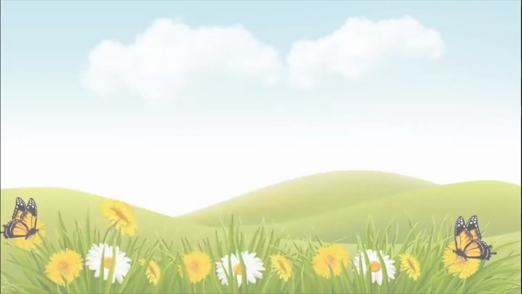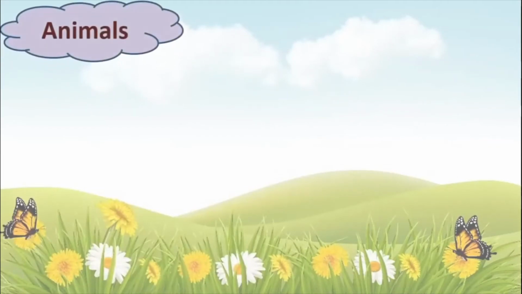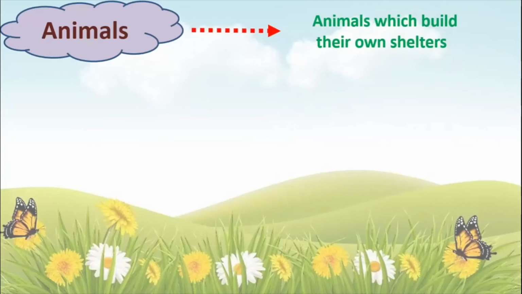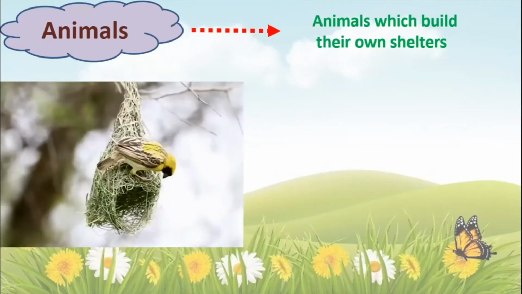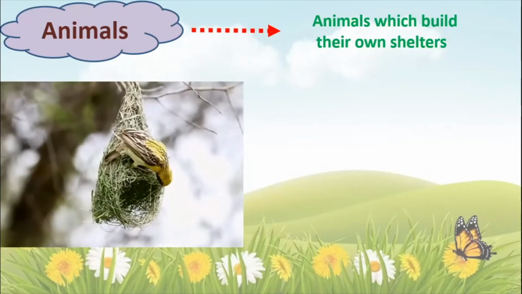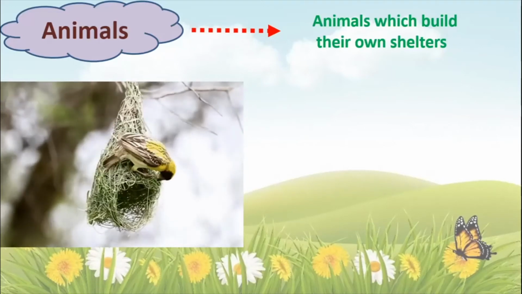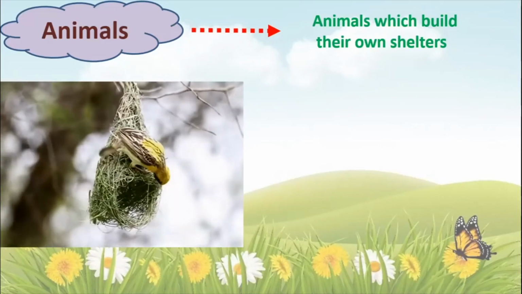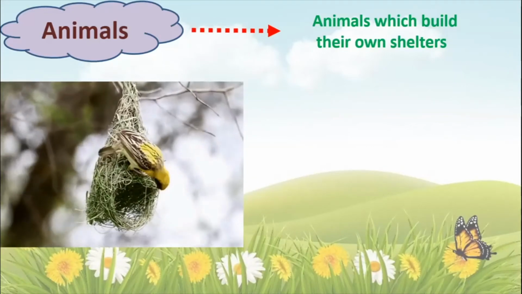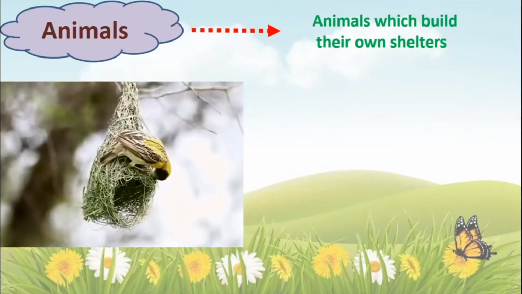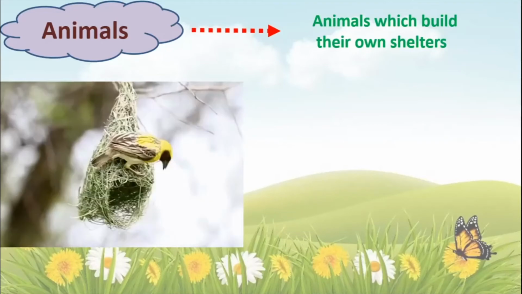Now let us go back to our animal friends, children, and let us see how many types of animals are there. So there are animals which make their own shelters. That is, they build their own shelters. So which are the animals which build their own shelters? See here, this beautiful bird using grass, using twigs, using sticks, cotton pieces. What does the bird do? It builds a beautiful nest for its own living and for its family, that is for its babies. Okay? It will lay eggs in the nest and its babies will be safe in the nest.